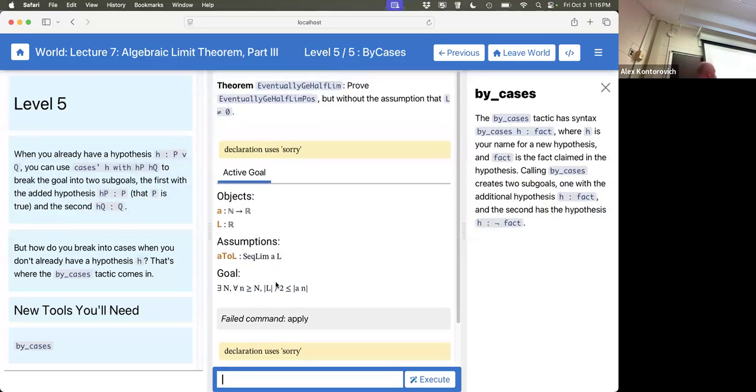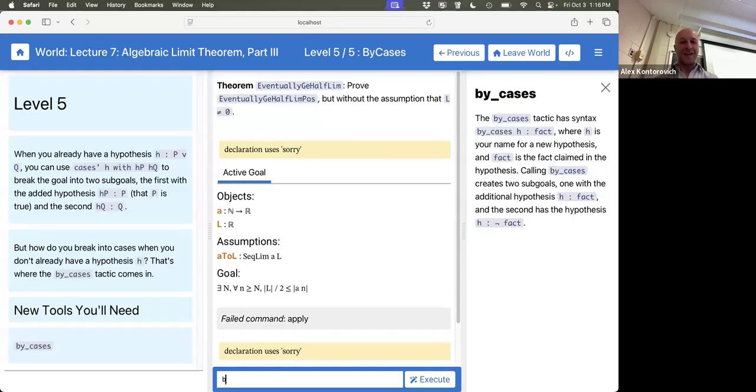We now want to prove this theorem, which looks just like the theorem we proved. We proved eventually greater than or equal to half the limit, as long as we have the extra condition that L is not equal to 0. But as we discussed last time, it's true whether L is equal to 0 or not. So let's break the proof into cases according to whether L is 0 or not.